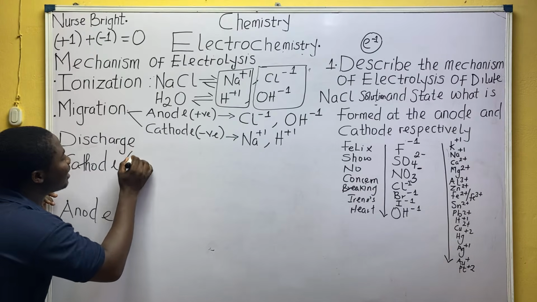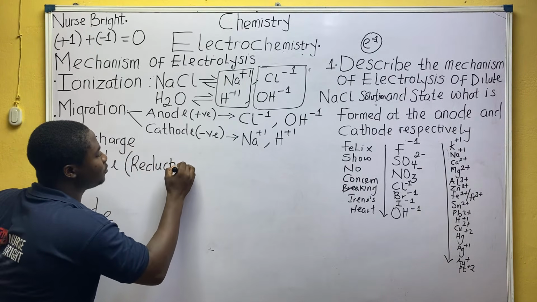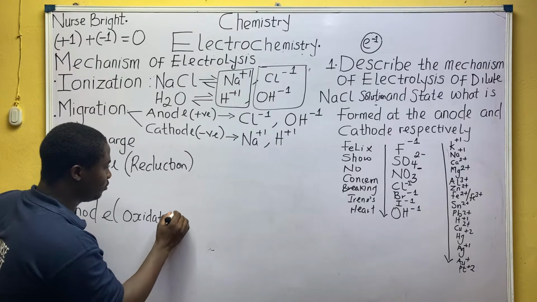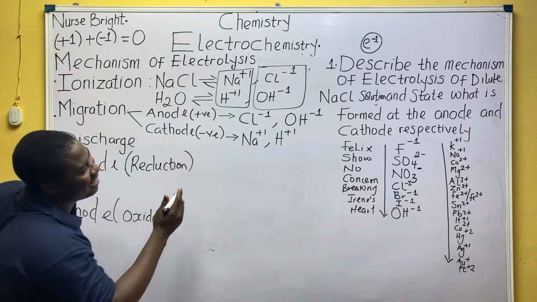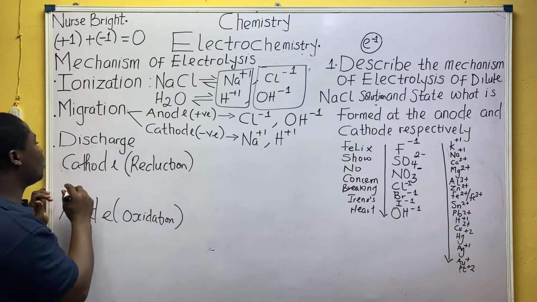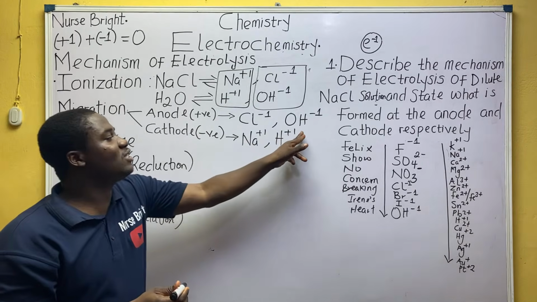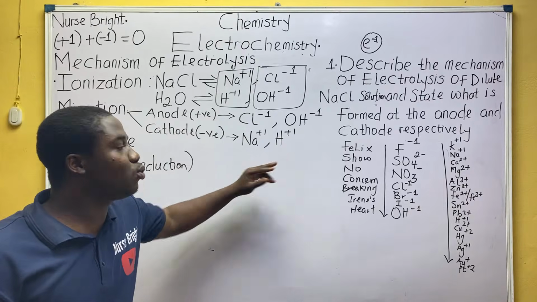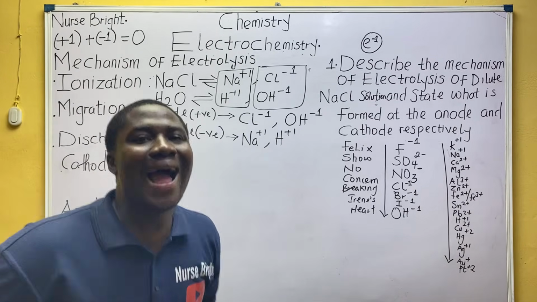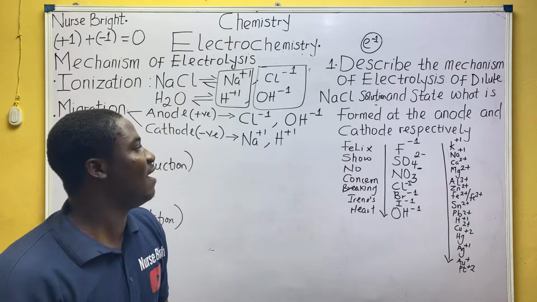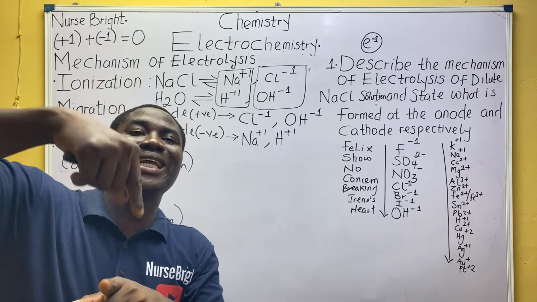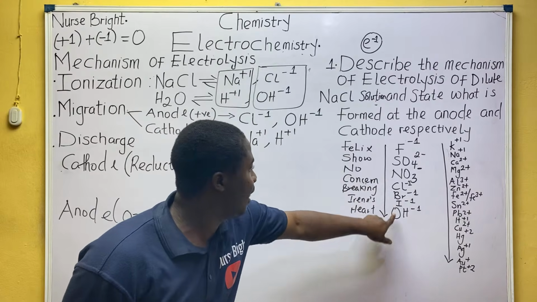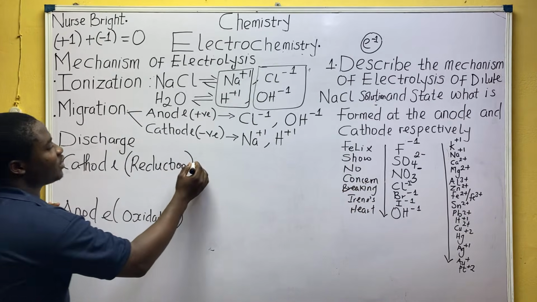Class, listen. Remember, at the cathode, it undergoes reduction, while the anode undergoes what? Oxidation. Am I right? Yeah, I'm right. So now listen. Between chloride and this, which one will be preferentially discharged at your anode? The one that is lower in the series will be preferentially discharged, guys. I repeat, the one that is lower will be preferentially discharged. Let's check. Between these two, which one is lower? It is OH, right? You can see this one is lower. So OH will be preferentially discharged.